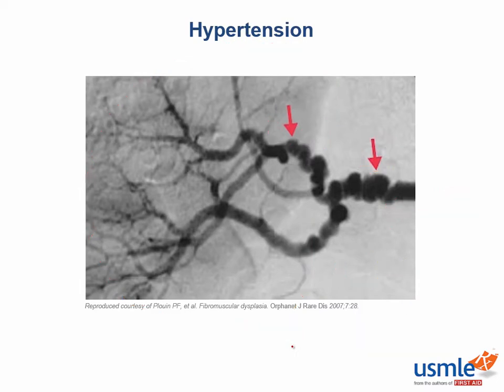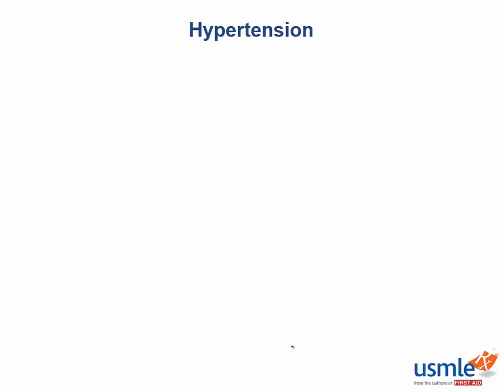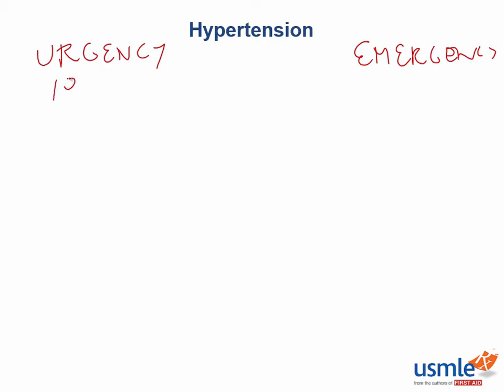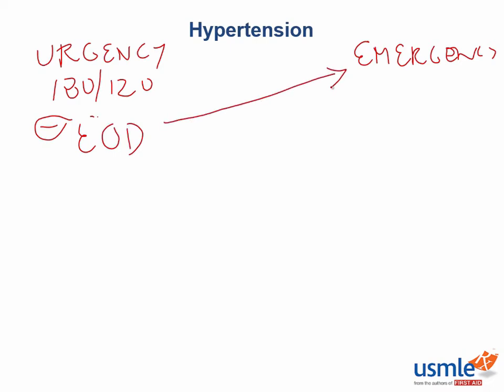All right, great. Up next is the discussion of hypertensive urgency and emergency. So urgency is different from emergency. A hypertensive urgency is blood pressure of at least 180/120 without end organ damage. The only difference is that a hypertensive emergency has end organ damage.